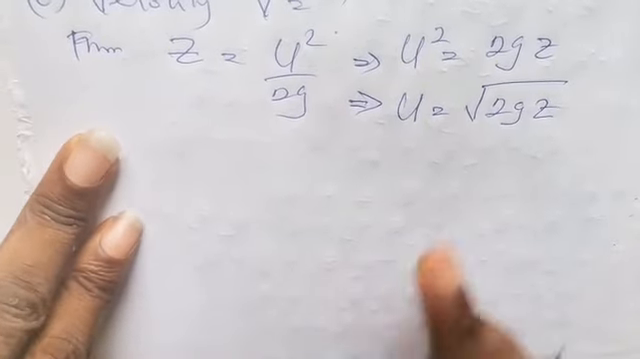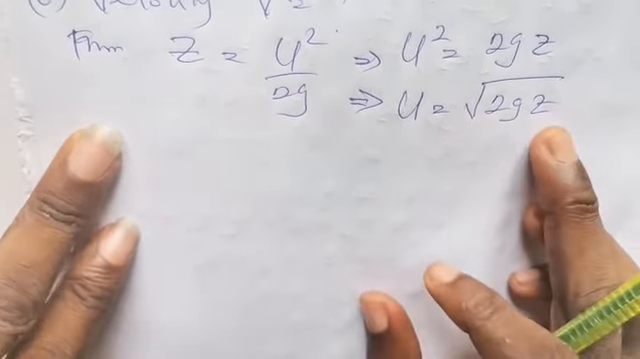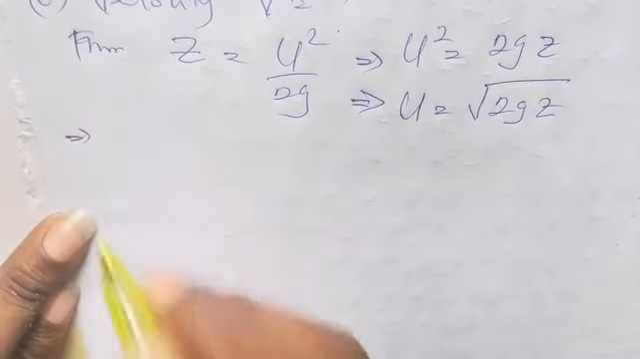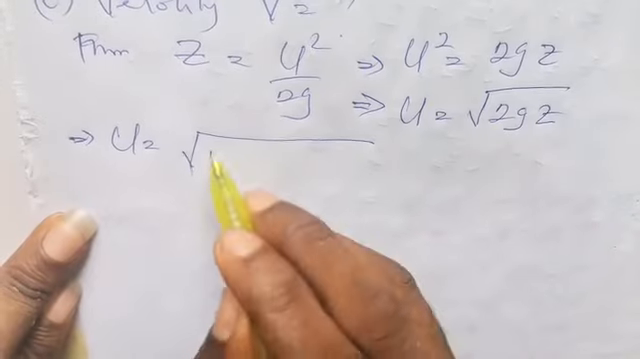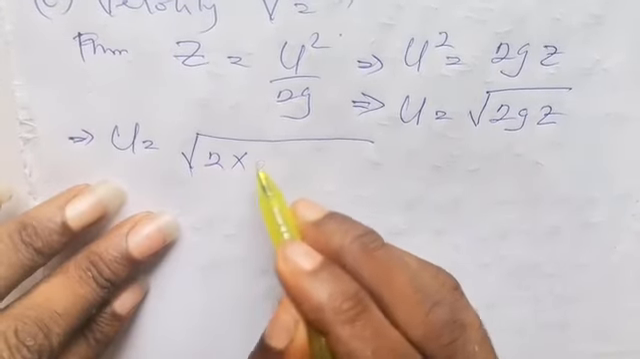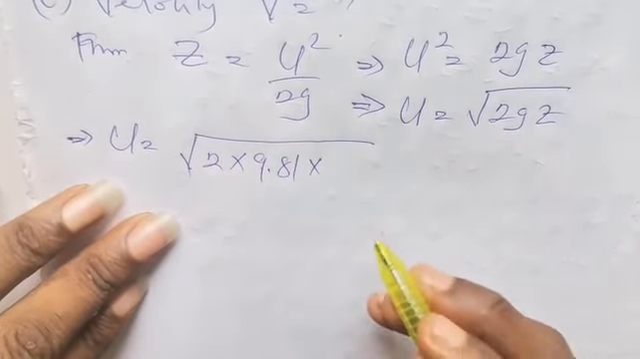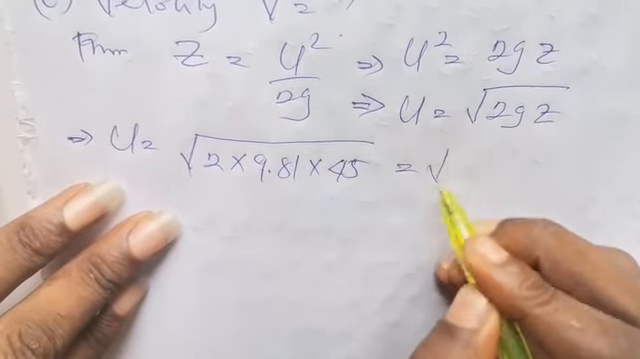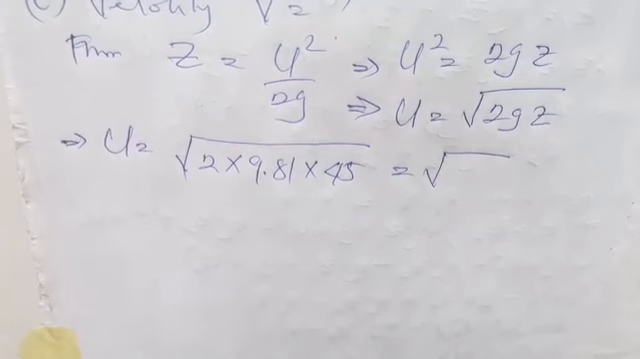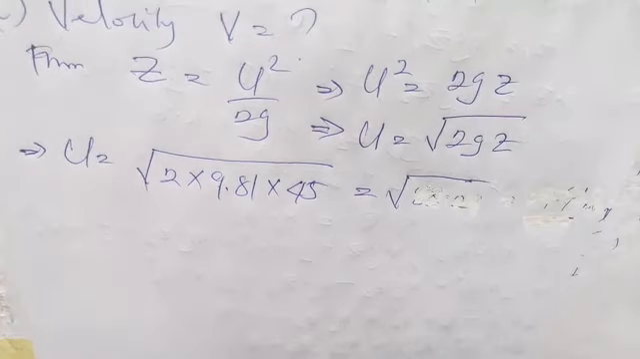That's how we find the velocity, taking the root of 2 times gravity times the height. So U is equal to the square root of 2 times gravity, which remains 9.81, times the height, which in this case we've obtained as 45. So let's multiply everything together: 2 times 45 times 9.81 gives us 882.9.